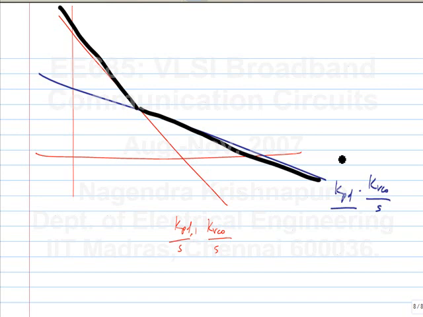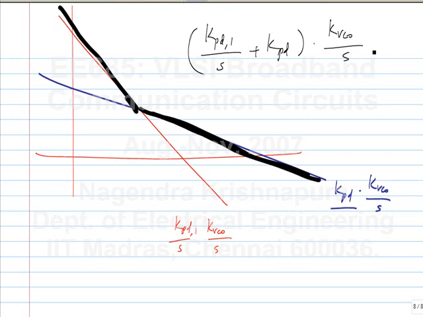Sum of the two, right? This is the Bode plot. So the sum of the two is simply the larger of the two. So we want to follow this integrating curve up to this and the proportional curve up to this. So what we really want is KPDI by S plus KPD times KVCO by S. Actually, I forgot the N everywhere.